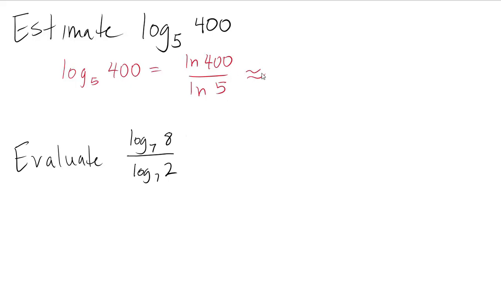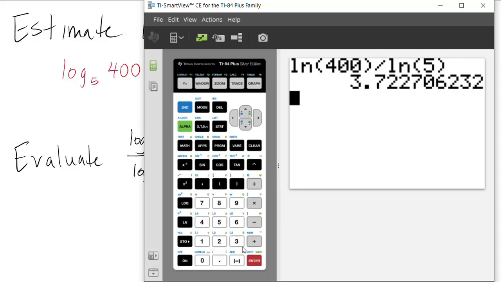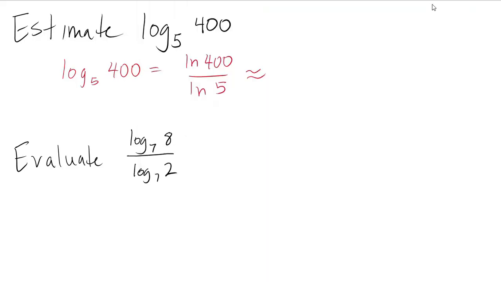And now I can come up with an approximation for that because my calculator has a natural log function. I can just do the natural log of 400 divided by the natural log of 5. I'm expecting this answer to come out somewhere between 3 and 4. And you can see it does. It's around 3.72. So I went from a very broad guess that the answer was somewhere between 3 and 4 to a much more specific answer by converting this to natural log.